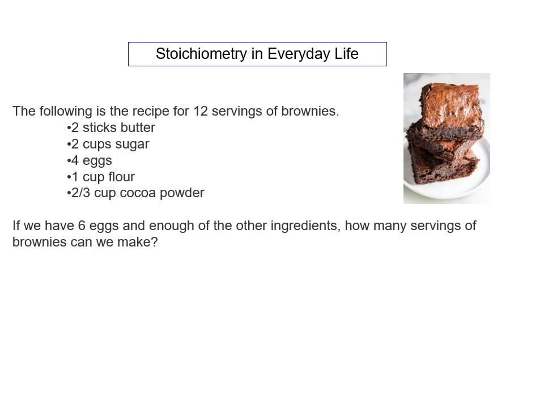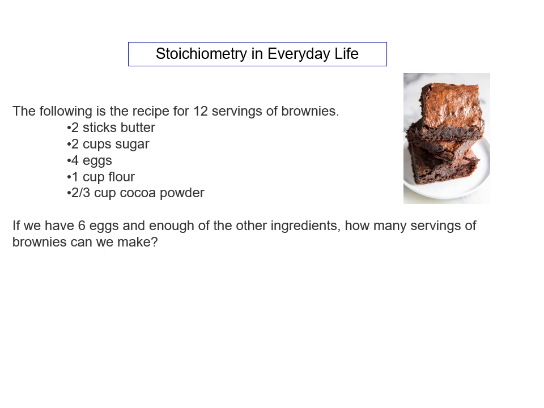All right, so let's go ahead and look at how we use stoichiometry in everyday life. Let's say we're given the recipe for making 12 servings of brownies, and we're told that the ingredients we need are 2 sticks of butter, 2 cups of sugar, 4 eggs, a cup of flour, and 2/3 cup of cocoa powder to make 12 servings of brownies. We're told that we only have 6 eggs, but we have enough of all the other ingredients, and we want to know how many brownies we can make. So let's see how we would go about doing this.